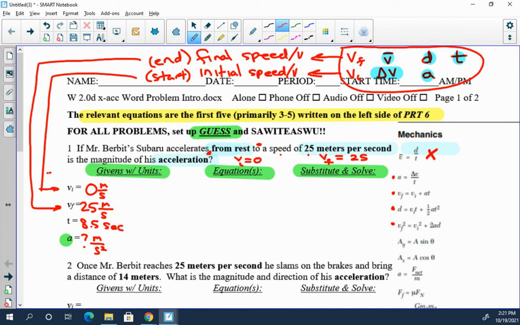Well, there are actually two options. The most direct option is this one right here. There's a VF, there's a VI, there's an A, there's a T. And so we want A, we have VI, VF, T. Our equation in this case would be VF equals VI plus AT.